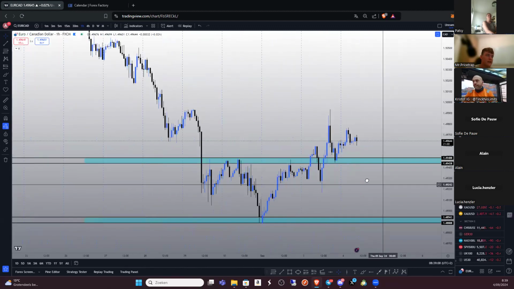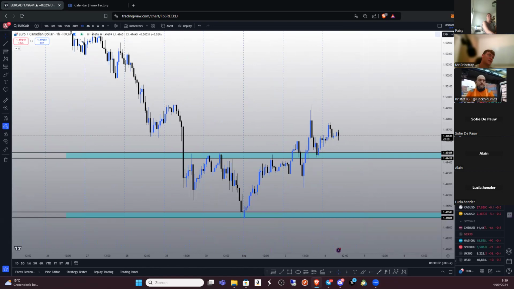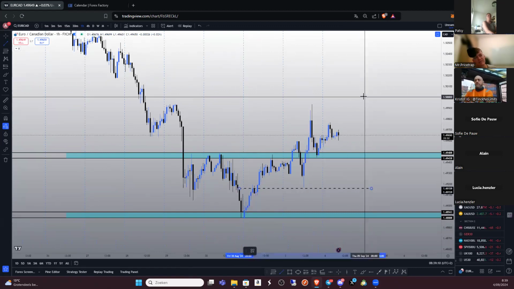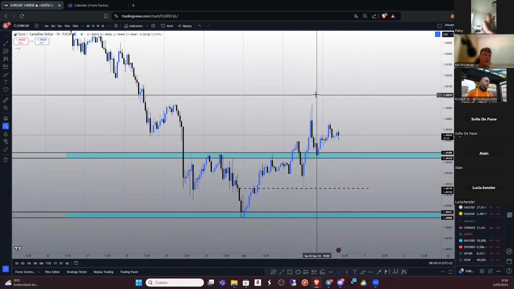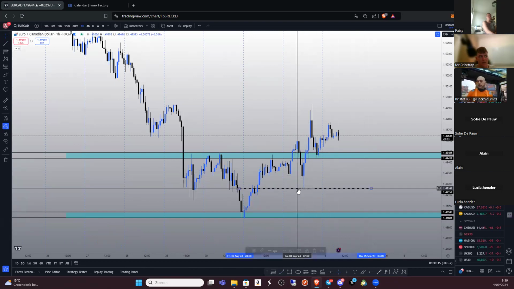This is Euro Canadian. For me personally, it's blue flagged because I missed this one. It was a very close call. All right, I was really looking to this level over here. I think it only was like 1 or 2 pips shy of my entry and then took off. So it depends a little bit on how you react on the price traps.